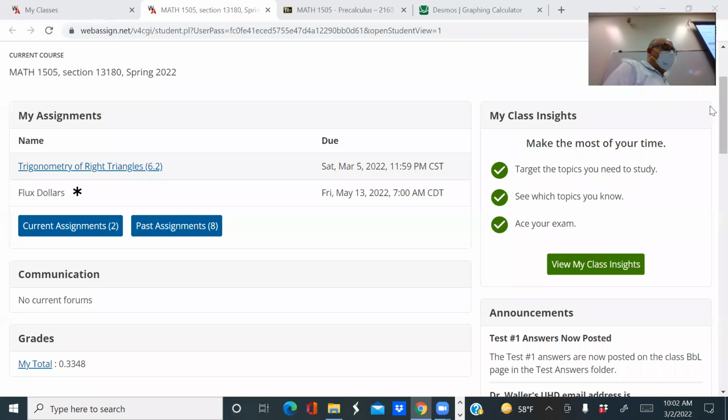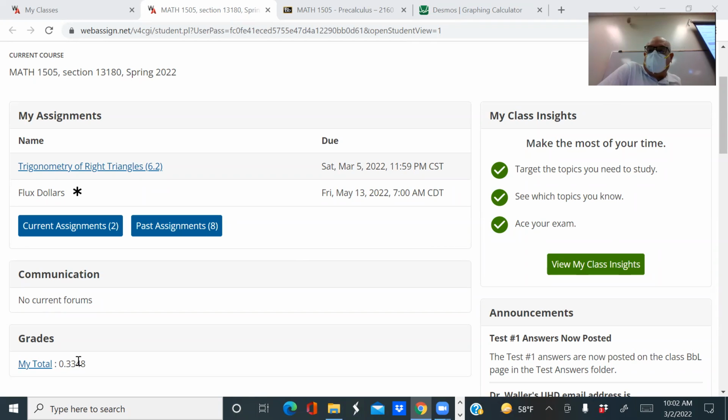All right, so as I mentioned just a second ago, the tests are graded. So your grade is posted in the WebAssign grade book, right? And so I don't know where you can find that there. Does it show up here or do you have to go to My Total to see it? All right, so click on My Total and you can find that, okay? And your My Total is updated, so that is your current course average there.